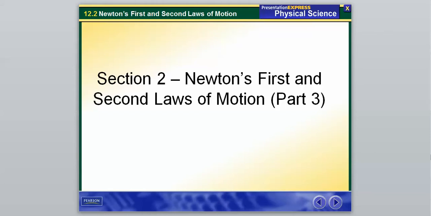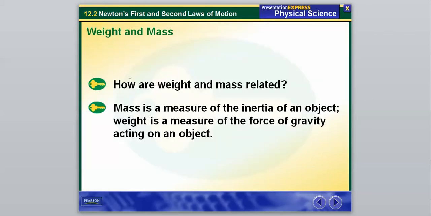We're going to finish up section 2, wrap up Newton's first and second laws. To do that, we'll clear up a misconception about two words that I think get used interchangeably quite often, but they are in fact quite different. Those two words are weight and mass. I've used both throughout explaining Newton's first and second law, and at times they get used interchangeably when they're really not the same thing.